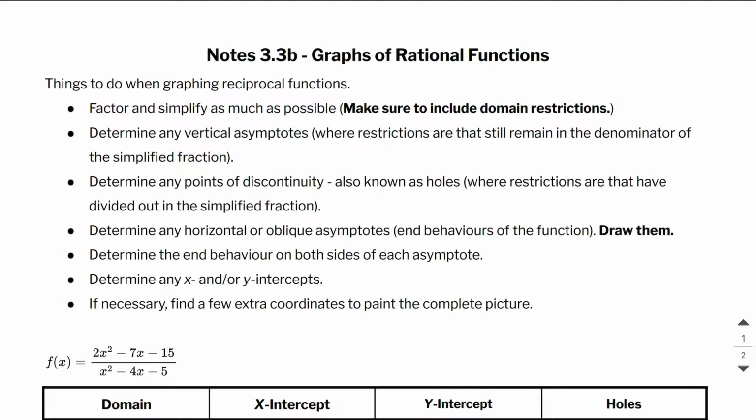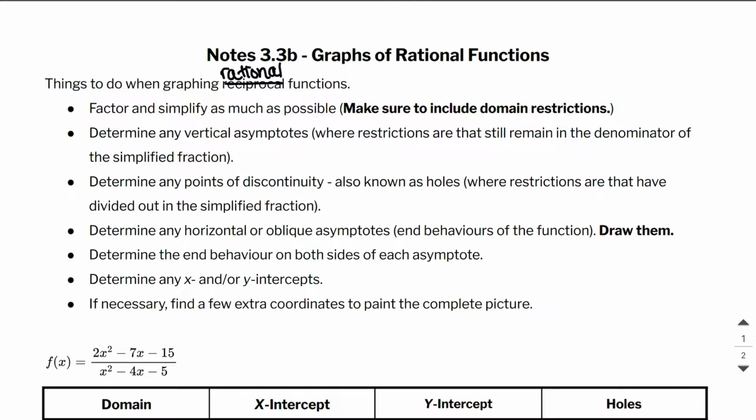Hey people, Notes 3.3b are on graphs of rational functions. And to be completely honest, in this video, we aren't really doing anything new. We're just kind of pulling everything together. So here are some things to do when graphing reciprocal or rational, it's better to say rational functions.